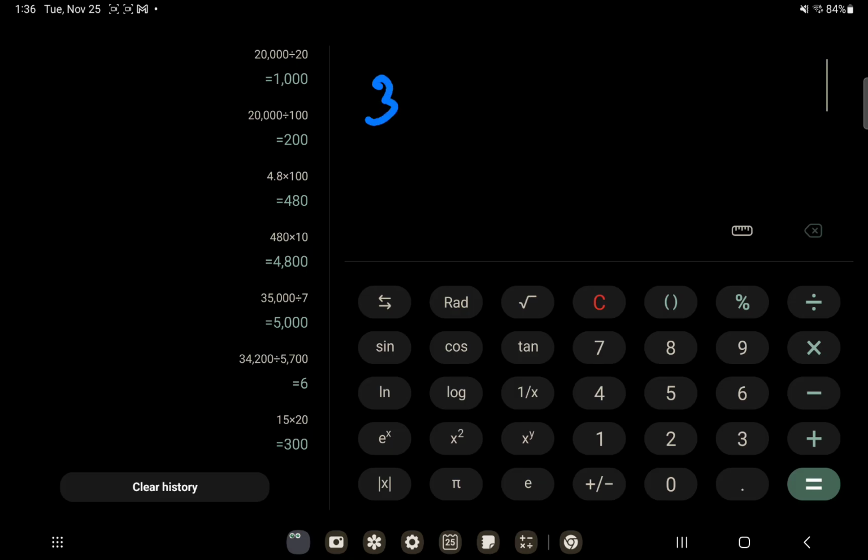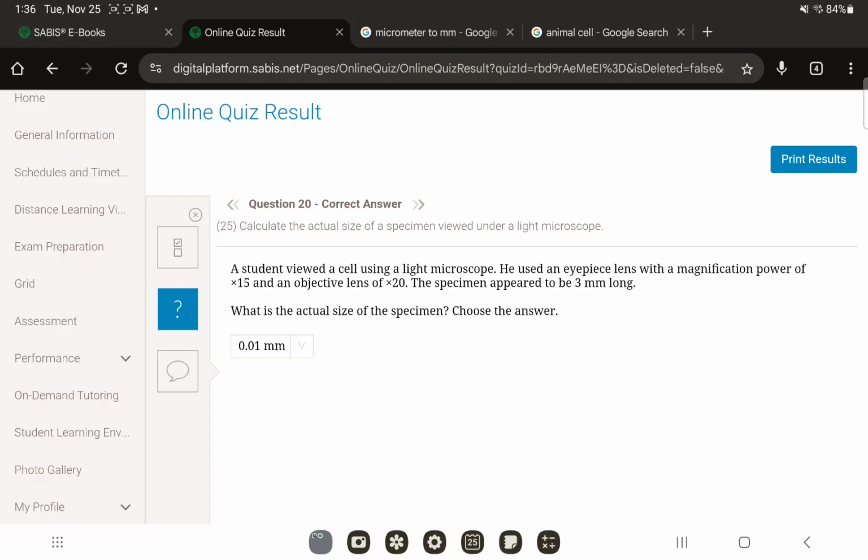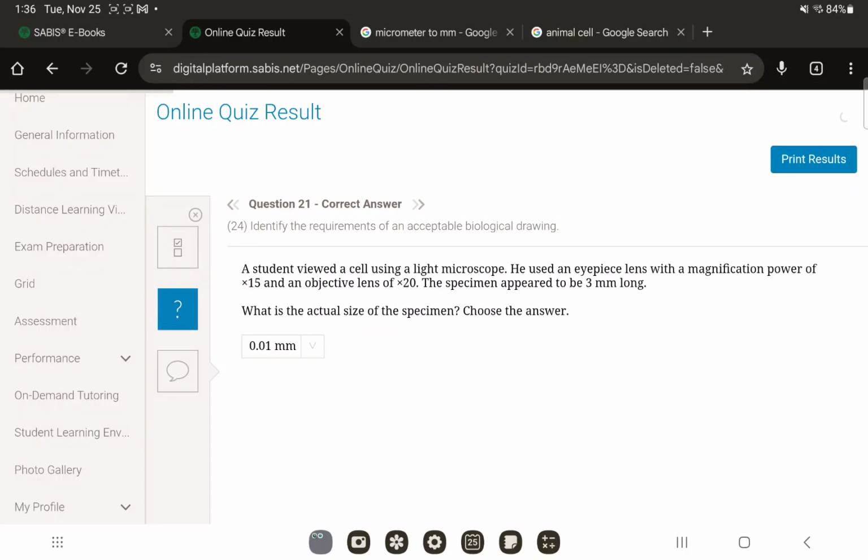So actual length, which, as I said before, is observed length divided by the magnification used, would be 3 divided by 300, which is 0.01. So 0.01 millimeters.